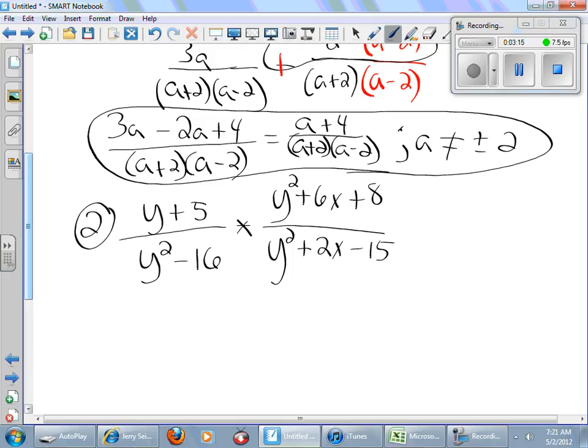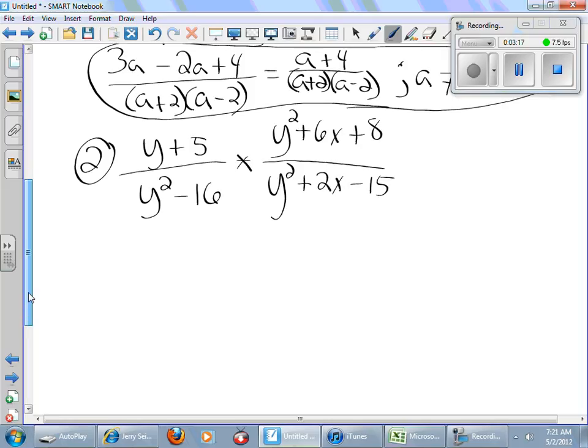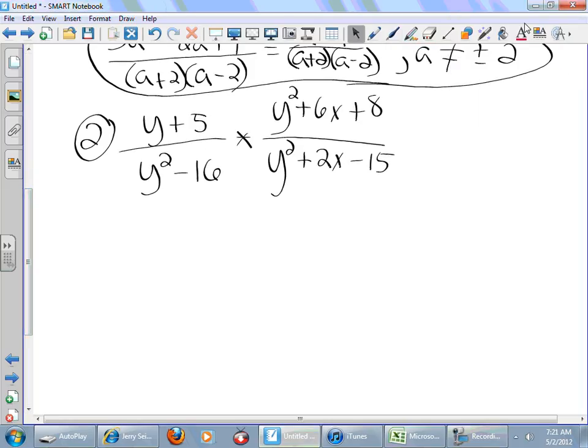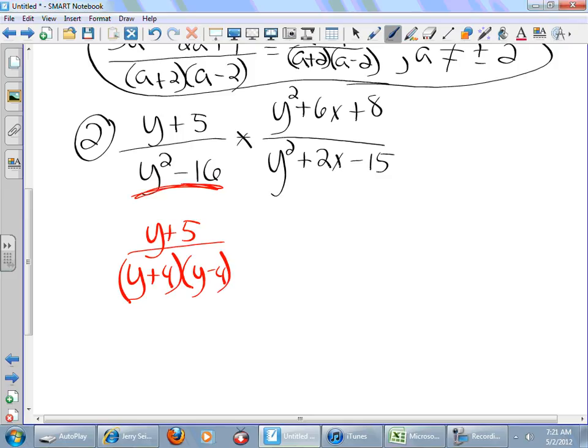All right. Now, multiplication and division, I think, are easier. Of course, I love factoring, so that's what makes them so simple. So my first fraction is y plus 5 over the quantity of y plus 4 times the quantity of y minus 4. How come? Because I factored this guy as the difference of perfect squares.